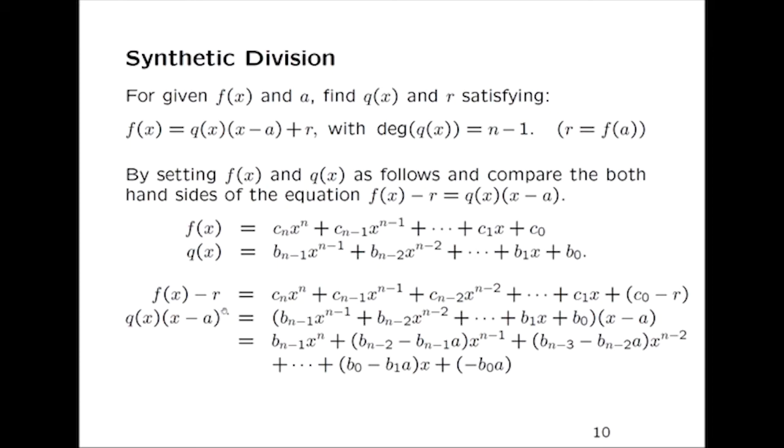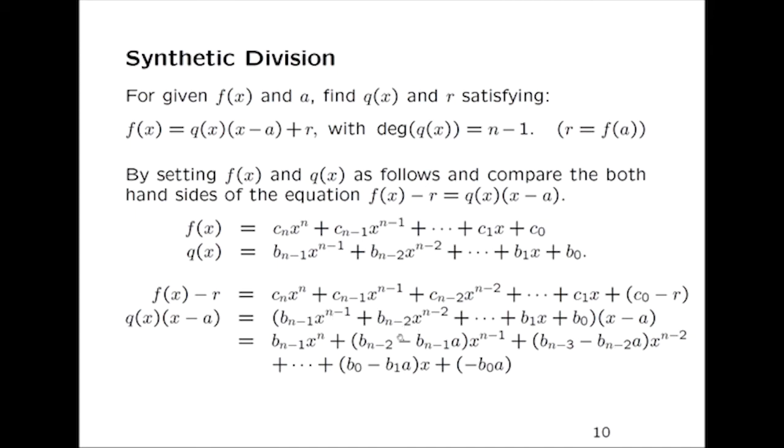Okay, so f of x minus r is exactly the same as f of x, with a little change at the end, the constant term. The constant term becomes c0 minus r, because we subtracted r from f of x, right? Then what about q of x times x minus a? q of x is this part, b(n-1) x to the n minus 1 down to b0. If you multiply by x minus a, first multiply the x part, you get b(n-1) x to the nth power, right? Because you want to multiply x.